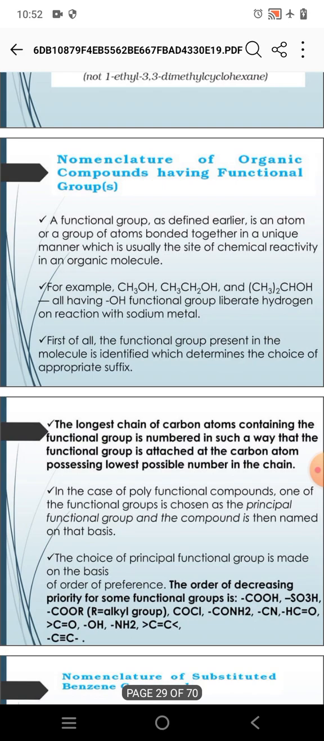nomenclature of organic compounds having functional groups. Functional groups, as defined earlier, are atoms or groups of atoms bonded together in a unique manner, which is usually the site of chemical reactivity in an organic molecule. For example, CH3OH, methyl, CH3CH2OH, ethyl, and (CH3)2CHOH, isopropyl, all having the OH, that means the alcohol functional group, liberate hydrogen on reaction with sodium metal.